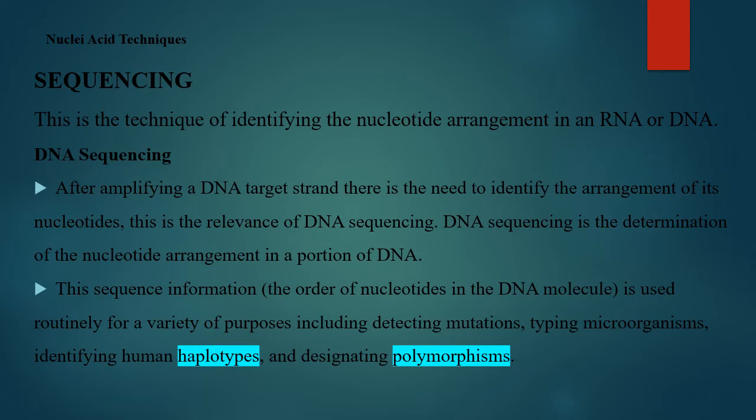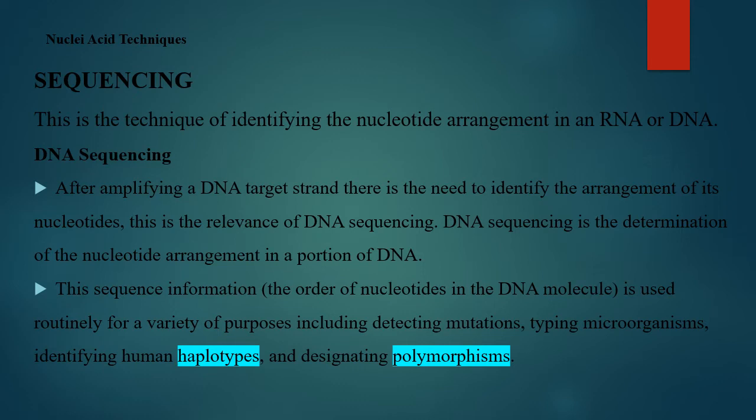We also say that this sequence information, or the order in which the nucleotides are arranged, is used routinely for a variety of purposes, including detecting mutations. So even when there's a mutation, sometimes it can just be a single, or let me say 3 pairs of nucleotides that have been replaced or changed. So one of the purposes is to help you detect a mutation.